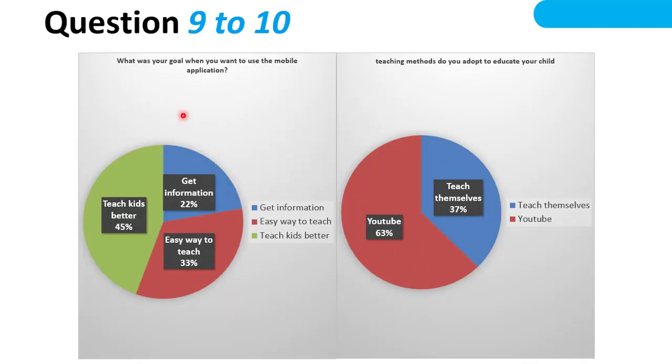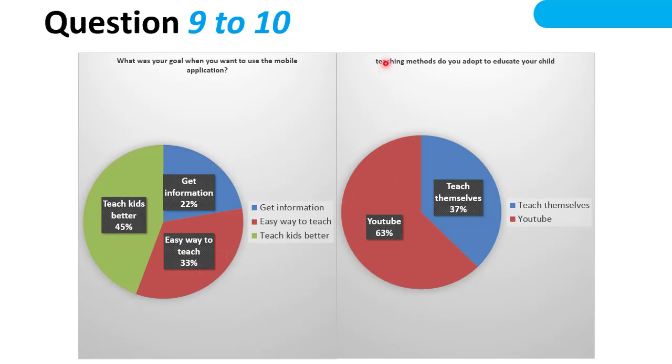Next we come to question number 9, which is, what was your goal when you want to use the mobile application? They said to get information, an easy way to teach, and to teach kids better. So get information came up with 22%, teach kids better 45%, easy way to teach 33%.